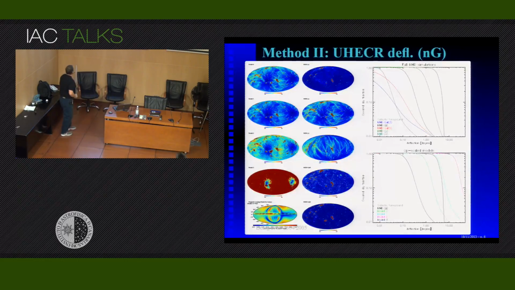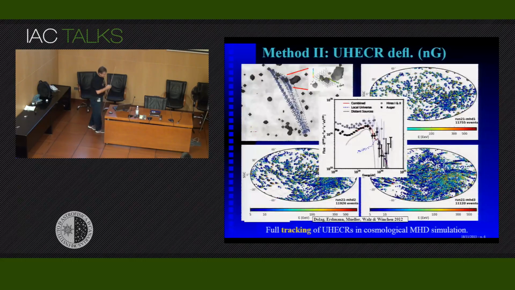Now you can do that again for all the different models which were discussed before, and you get different deflections, and you can try to challenge that against observations. But that's not the end of the story. You not only get deflection by the large-scale structure, but also by the local Milky Way, and that can be significant. So at the end of the day, you really want to construct a full tracking approach.